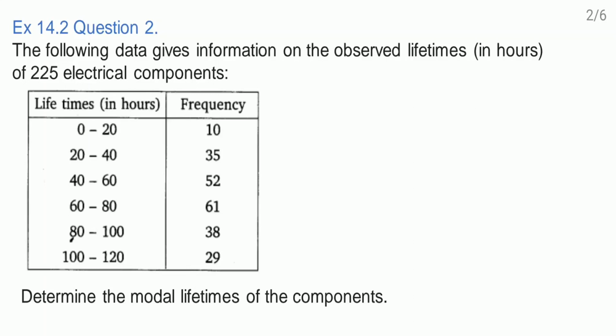This is exercise 14.2, question number 2. The following data gives information on the observed lifetimes in hours of 225 electrical components. That means there are 225 electrical components and their lifetime is given. Now look at the table here. Lifetime in hours in the first column and frequency in the second column.